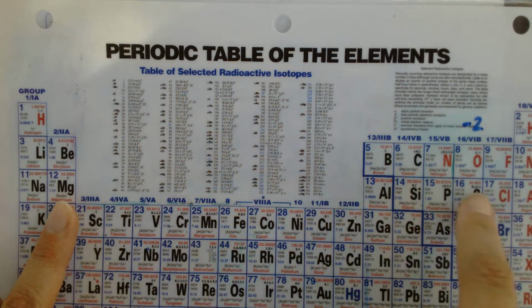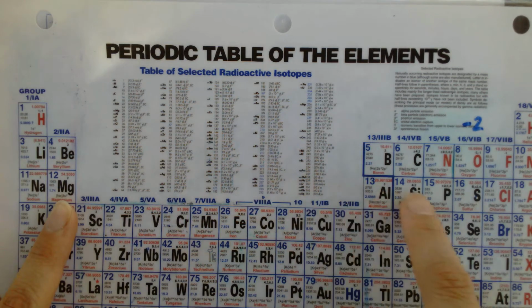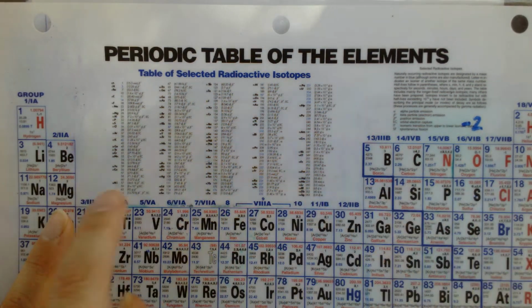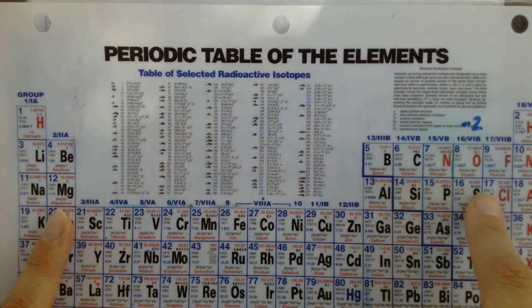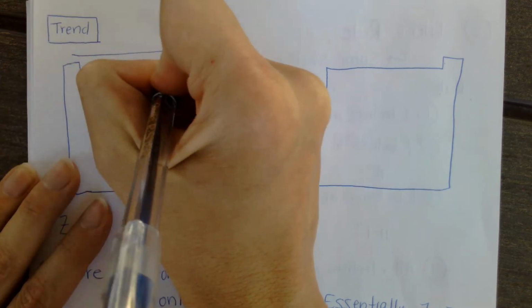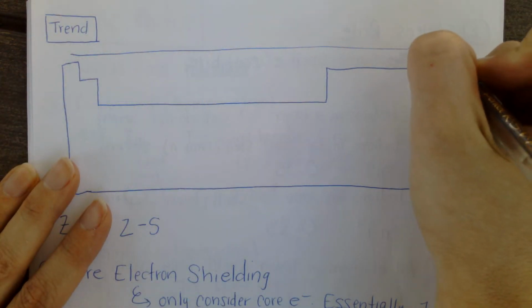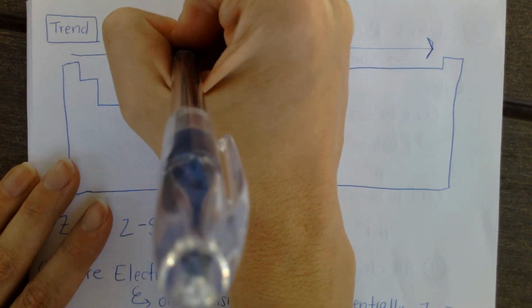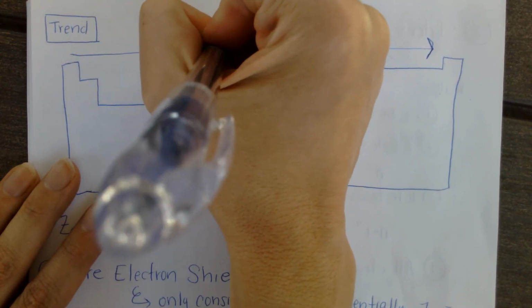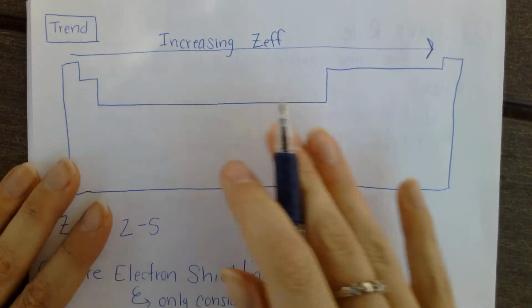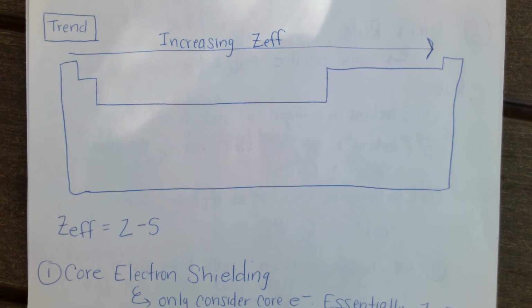If you were to go through and calculate the effective nuclear charge for a lot of these, you would find that it steadily increases as you move from left to right. So in terms of our trends, we can write our first one here. We have an arrow going from left to right, and we can put that it is increasing effective nuclear charge as we move from left to right on the periodic table. Okay, so that's our trend.